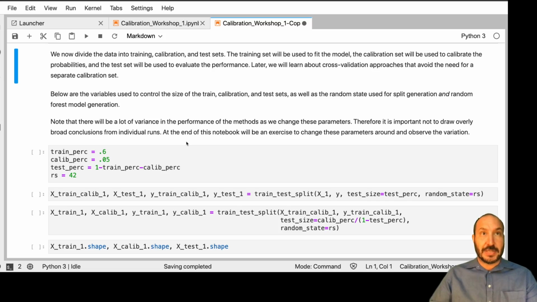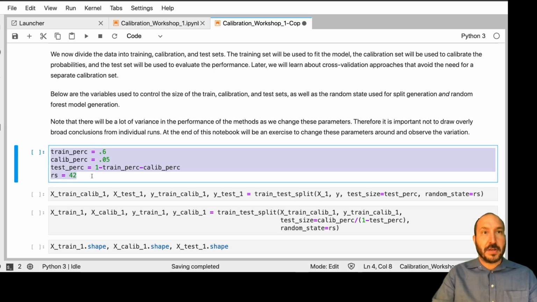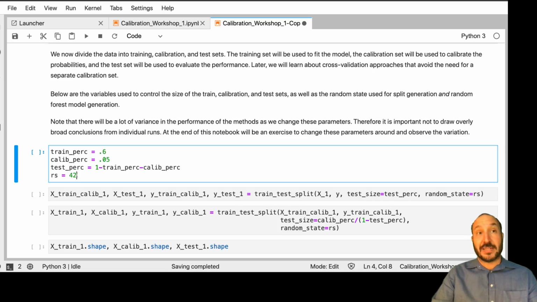So one downside of doing calibration this way is you have to set aside some data for calibration. That means you have less data to train on, which you always want to train your model on as much data as possible. And down here in this cell are the controls to set what percentage to use for training, what percentage to use for calibration, and then the test percentage is just whatever's left over. And this RS is the random state that we're going to use. And this random state is both for generating the test splits and also for the random forest creation.